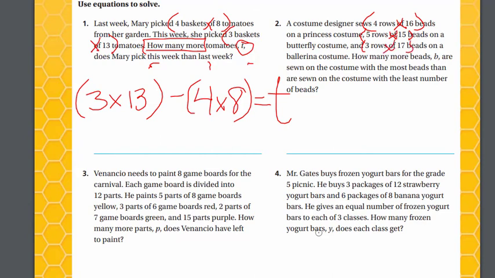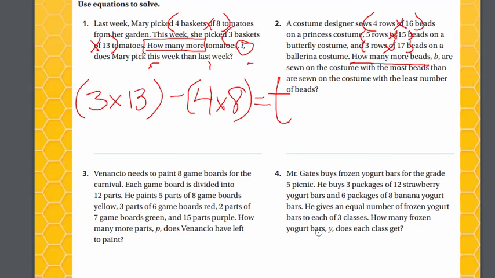Okay, how many more beads are sewn on the costume with the most beads than are sewn on the costume with the least number of beads? So on this one, you gotta do some multiplying first to find the answer. But if you had to tell me your math plan, what would it be for this? What would you do? Yeah. 3 times 17. Okay. So that's a good start. And then what would you do after that? Olivia? 4 times 16. Uh-huh. And then, 5 times 15.